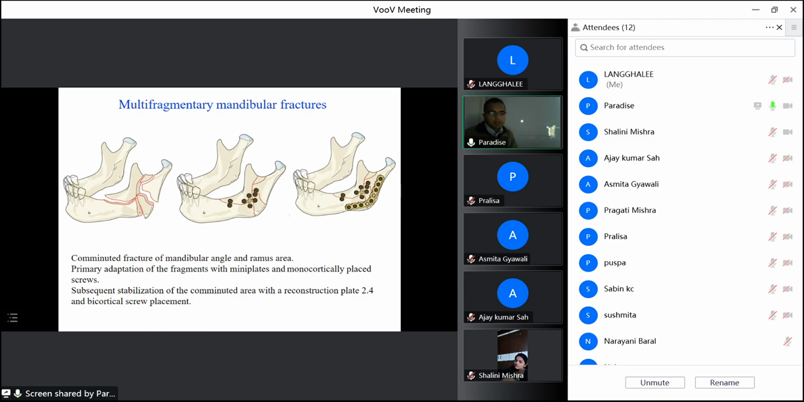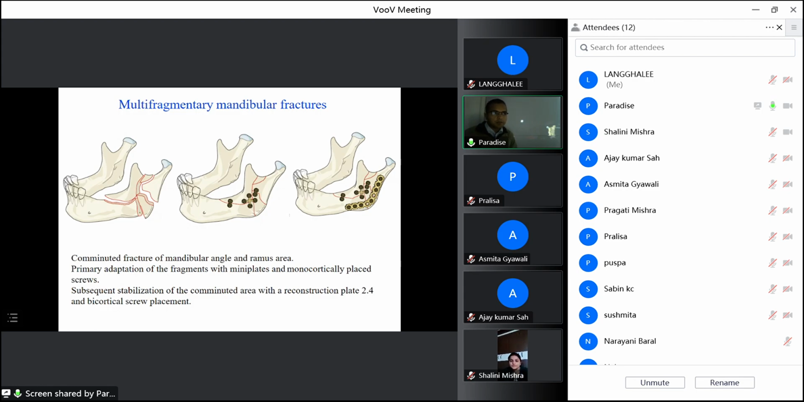In case of comminuted fracture, there are multiple fragments. These fragments are assembled together with the help of mini plates, and this process is known as simplification. This mini plate is not used for the purpose of fixation. Its main aim is to just assemble the small fragments. After simplification, after all the fragments have been assembled together, it is then fixed with a reconstruction plate.